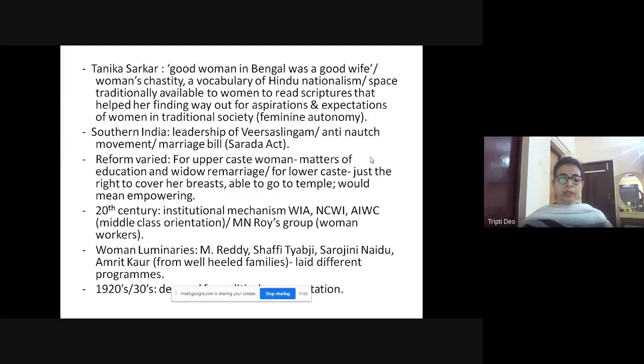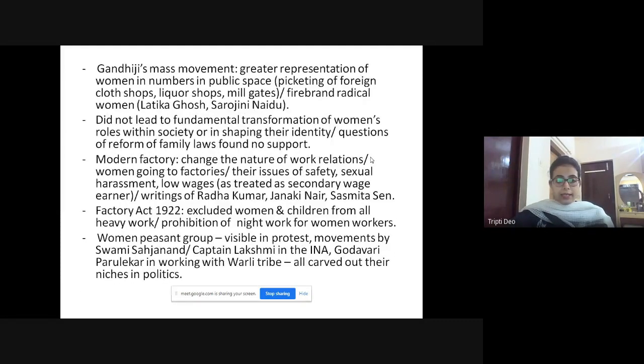There were other women luminaries like M. Reddy, Shafi Tyabji, Sarojini Naidu, Amrit Kaur. Again, they were from well-heeled families, but they laid different programs for women's rights. The 1920s and 30s were also about other women's issues, with the national movement increasing and gaining ground. Gandhiji's mass movement also saw greater representation of women in number in public spaces.